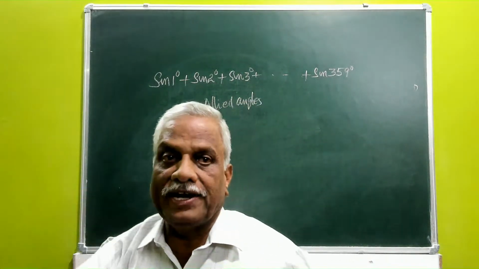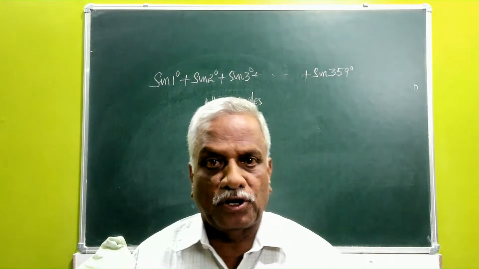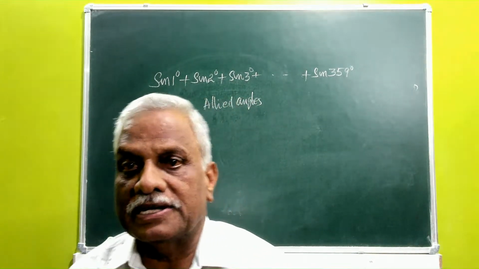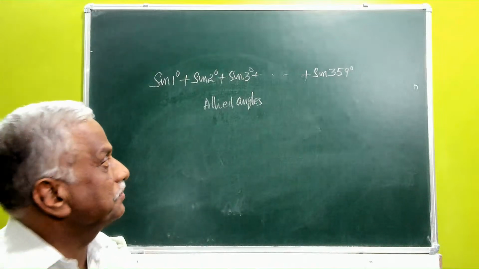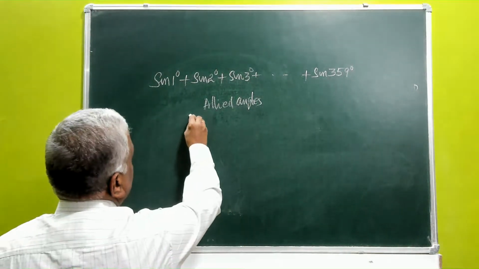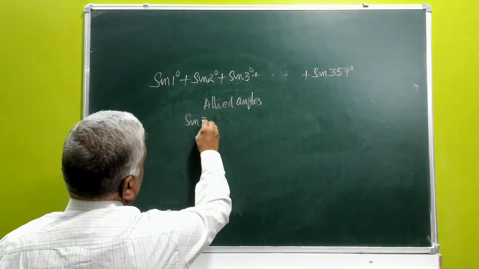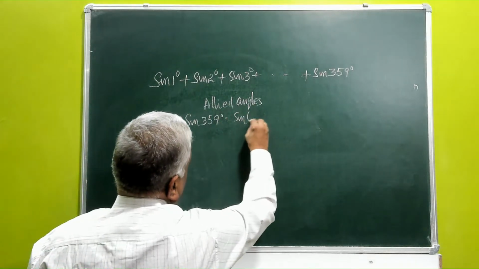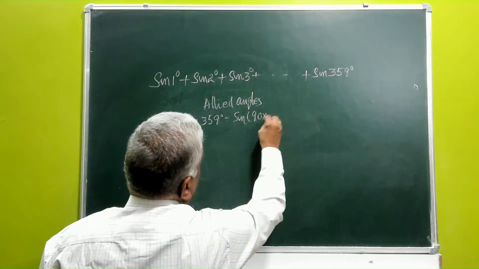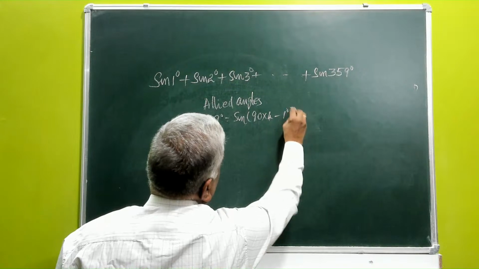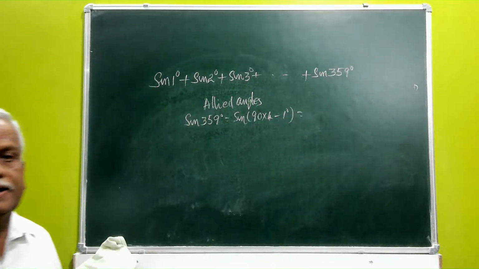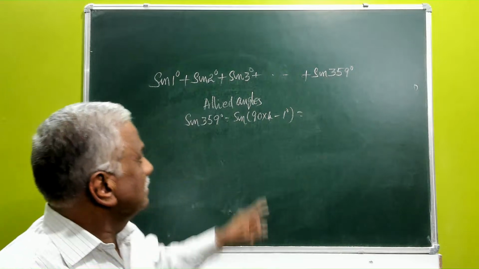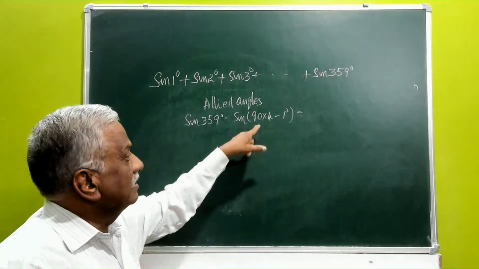Even multiple of 90 plus or minus theta, trigonometry function will not change. Odd multiple of 90 plus or minus theta, trigonometry function will change. So what we do is, we will write sine 359 as sine of 90 into 4 minus 1 degree. 90 into 4 is an even multiple, so it will not change. Sine has to remain as sine.